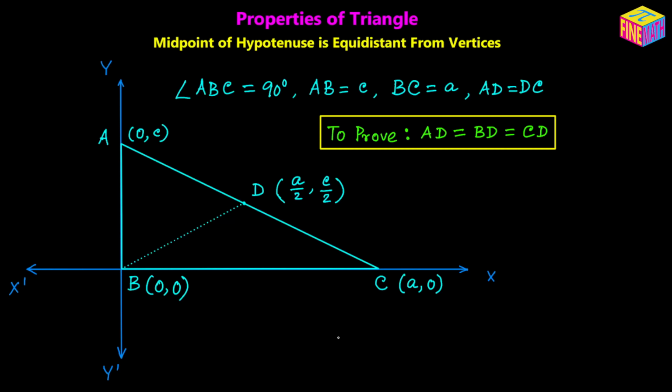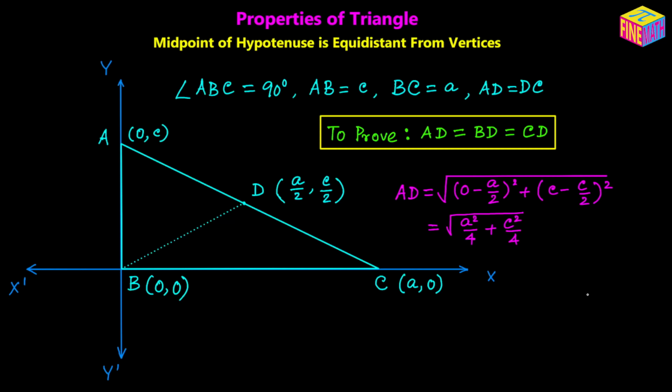If we use the distance formula, then AD will be equal to the square root of the square of the difference of the x coordinates plus the square of the difference of the y coordinates. So in this case, that will be 0 minus A over 2 whole squared plus C minus C over 2 whole squared. And if we simplify this, it's going to look like this: square root of A squared over 4 plus C squared over 4. And that is the length of the line segment AD.